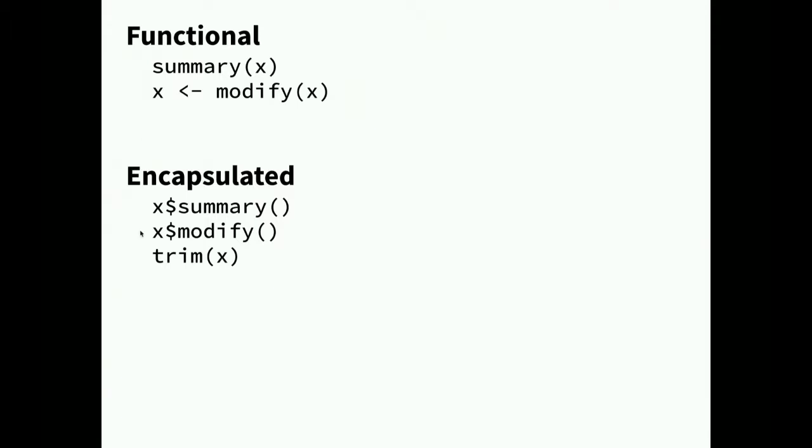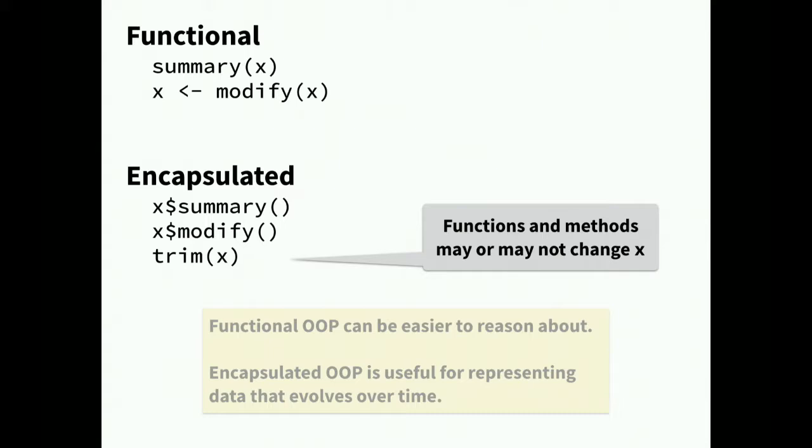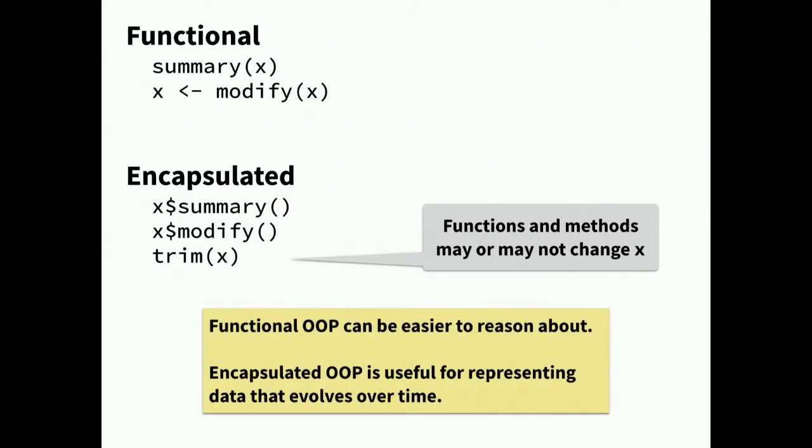Now for encapsulated object-oriented programming, the methods are part of the object, and the $ is the subset operator, so you'd say X$summary. You might have a method that modifies the object, X$modify. That could change X in place. You don't have to save that back in X. And if you pass X to a function, like I have this object called trim, it may change X or it might not change X. So from the outside, you can't tell. And because of this, it can be easier to reason about functional object-oriented programming, where every time you want to modify an object, you always have an assignment operator.